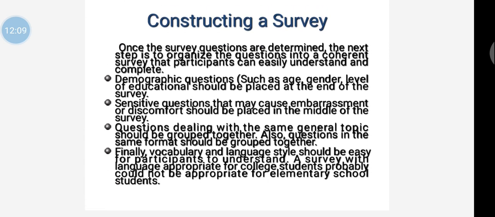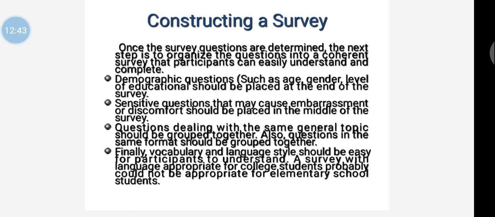Once the survey questions are determined, the next step is to organize the questions into a coherent survey that the participants can easily understand and complete. Demographic questions such as age, gender, level of education should be placed at the end of the survey. Sensitive questions that may cause embarrassment or discomfort should be placed in the middle of the survey. Questions dealing with the same general topic should be grouped together. Also, questions in the same format should be grouped together.